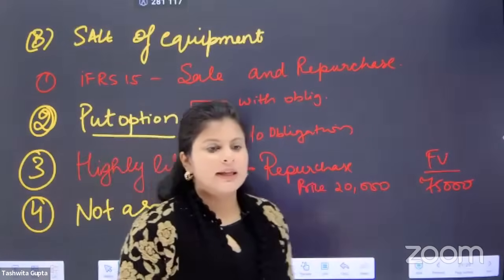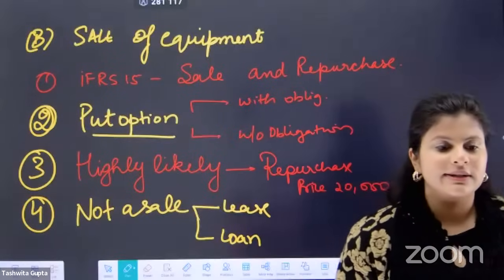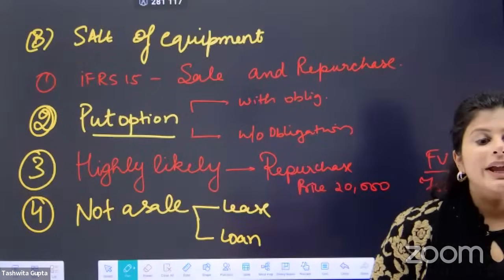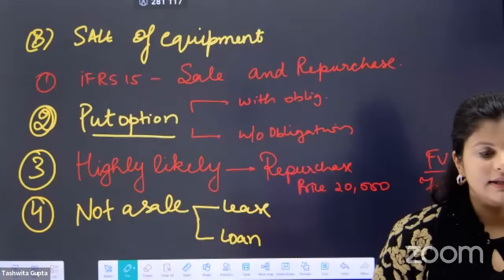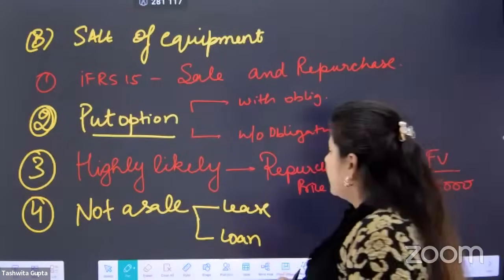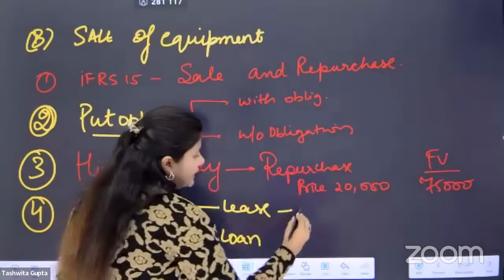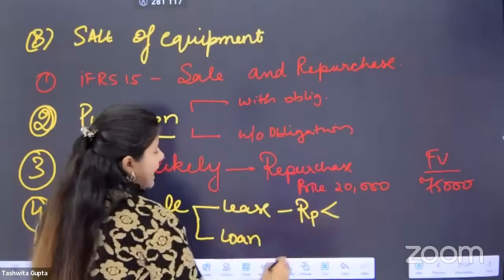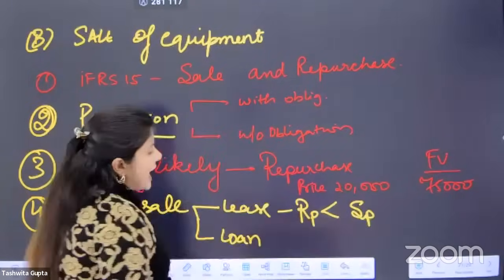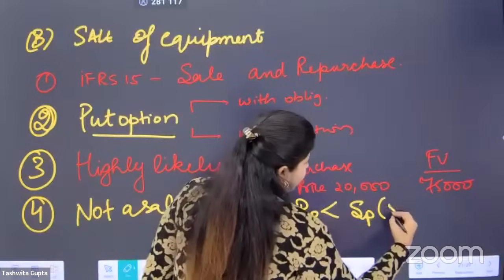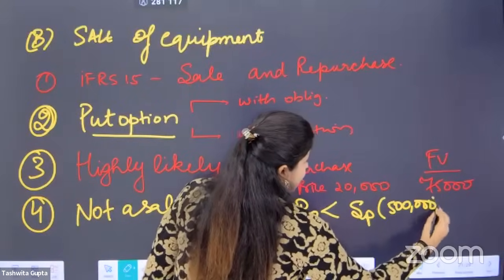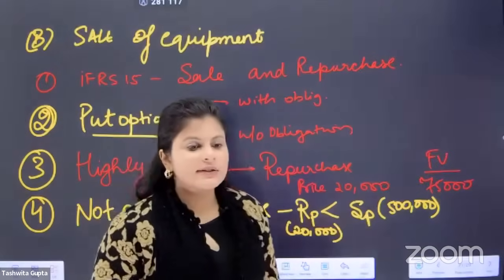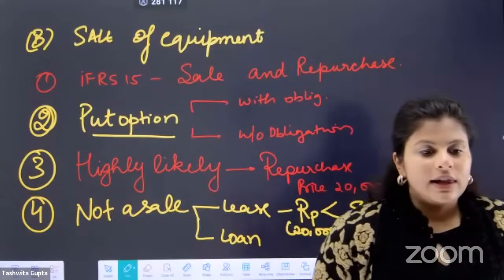What are the rules? When is it a lease? Come on, tell me quickly. It is a lease when the repurchase price is lesser than the actual selling price. So actually you sold this for 5 lakh, and you will repurchase it at 20,000. So what is it in this case? Lease or loan?